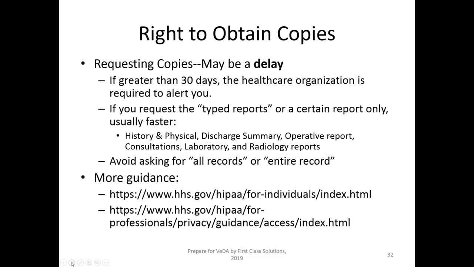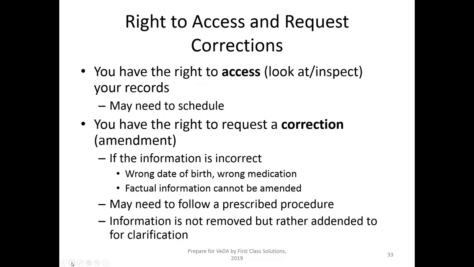There is more guidance at these two URLs. The first one is https://www.hhs.gov/HIPAA/for individuals. And then the second one you'll see is almost identical, but it's for professionals and it has privacy guidance access. So it will give you more information about how you can access your record. And that leads us to the second set of rights.